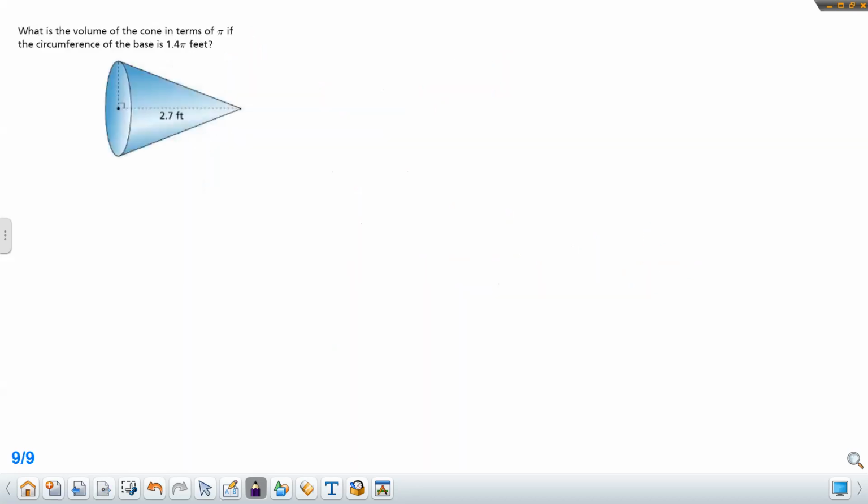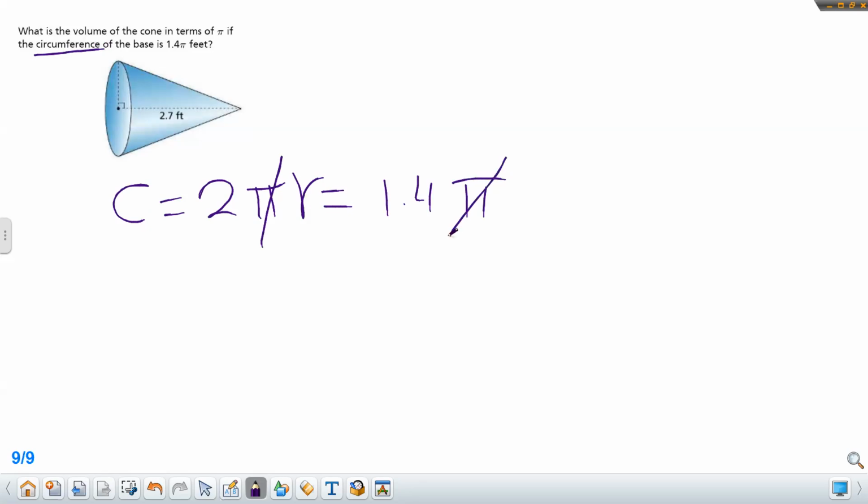Okay, next. What's the volume of the cone in terms of pi if the circumference of the base is 1.4 pi? First, I will use the circumference of this base. The circumference of this base, guys, equals 2 pi r, as you know. So 2 pi r equals 1.4 pi. First, I can cancel pi with pi. So 2 radius equals 1.4. Then divide by 2, then the radius equals 0.7.